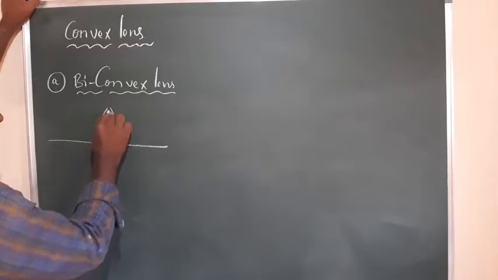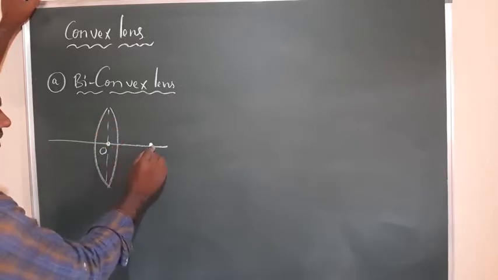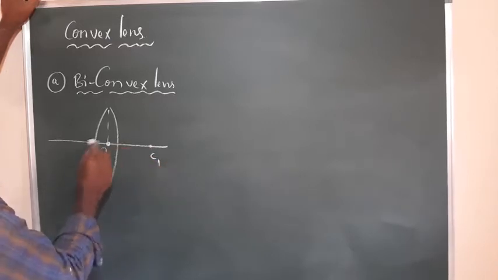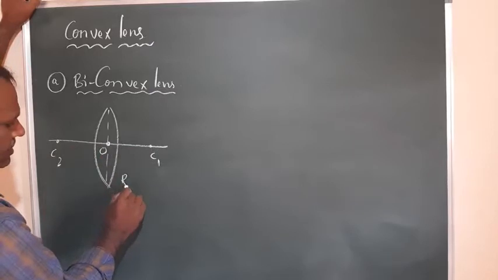For this, O is the central optic center, and for this curve the center of curvature is C1. For this curve the center of curvature is C2. From here to here it is the radius of curvature R1.